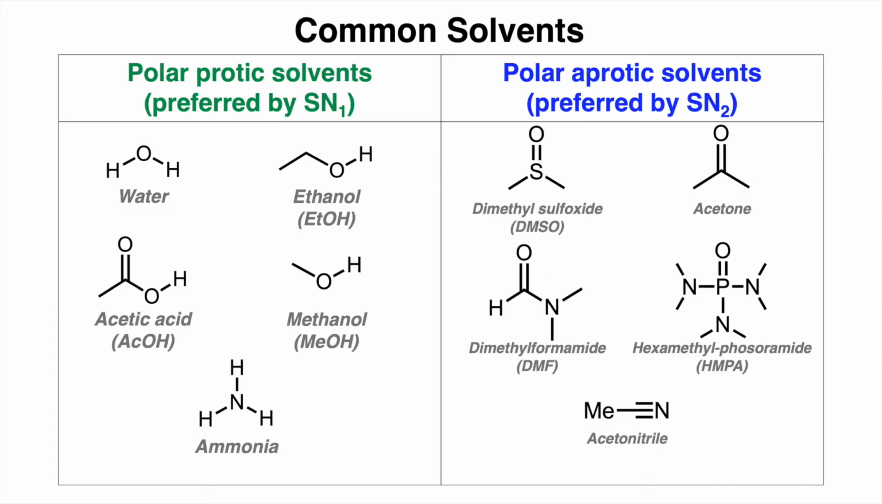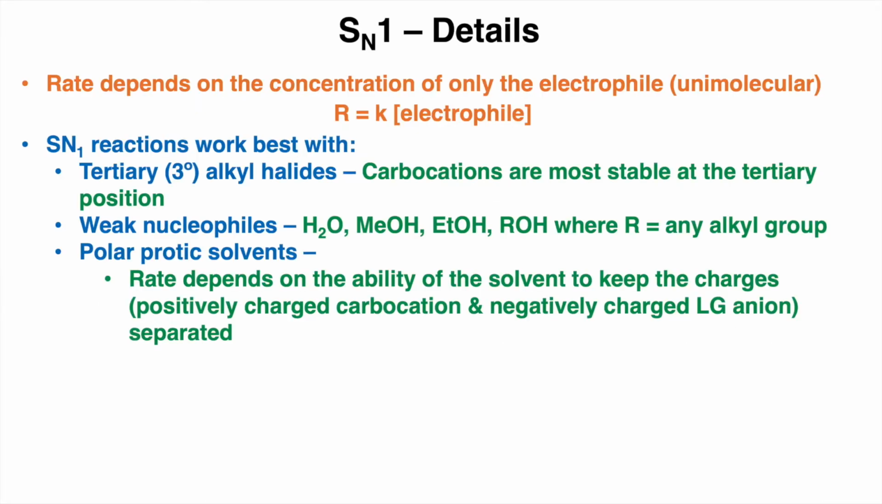Here's a table of common solvents that you may come across. SN1 reactions prefer polar protic solvents shown in green on the left, while SN2 reactions prefer polar aprotic solvents shown in blue on the right. And the rate of an SN1 reaction only depends on the concentration of the electrophile, making this reaction first order. And SN1 reactions work best, again, with tertiary alkyl halides, weak nucleophiles, and polar protic solvents.